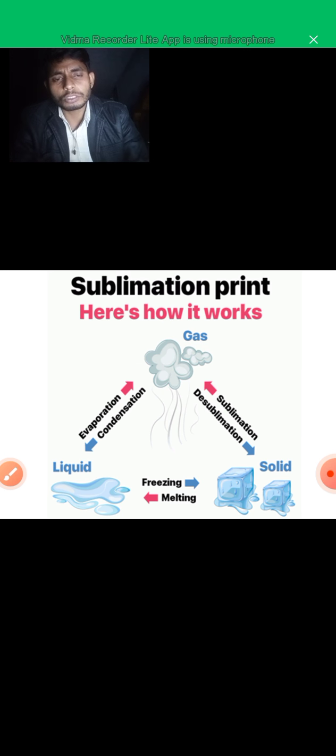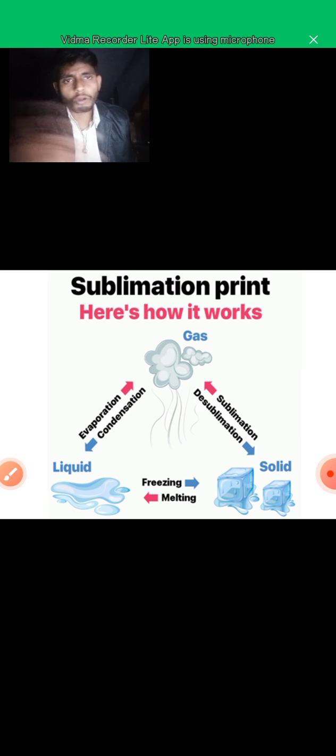Solid is at 0 degrees Celsius, and liquid is from about 3 to 10 degrees Celsius, 30 degrees Celsius, 40 degrees Celsius. Gas form is the vapor form. The water goes to 100 degrees Celsius, then it changes its condition and becomes purely gas, like a white gas.